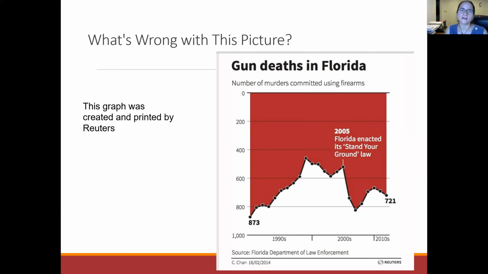Now, stand your ground laws said that if you're encountering a violent situation, you don't have an obligation to leave that situation. You can stand your ground and escalate however you think is necessary, so long as it's reasonable. Point is, you don't have to leave. You're not obligated to try and diffuse a violent situation. And this graphic, well, it looks a whole heck of a lot like the number of gun deaths in Florida went down after 2005. But that's not what it shows.